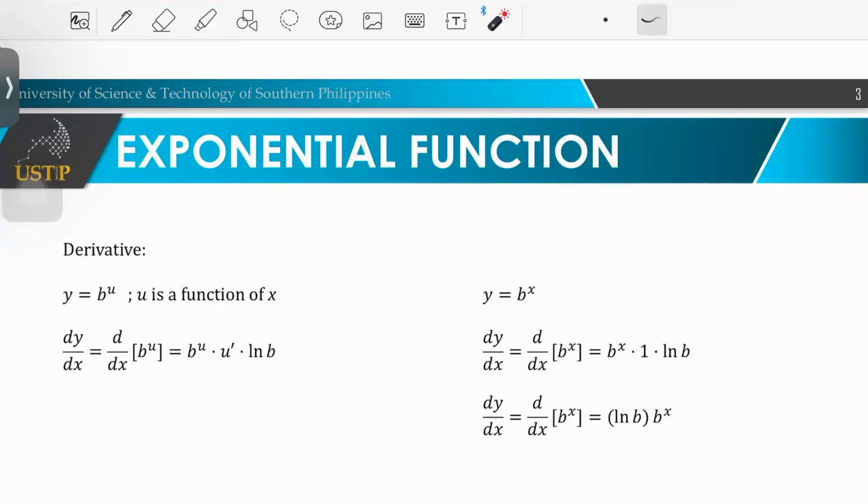Kay 1 naman lang siya. So, the final answer would be ln b times b to the x. Okay, all you have to remember is this. Bali-baliho na class, kung kabalo ka ani, kabalo jud ka, maski unsa pa na, x pa ba na siya, x squared ba na siya, x plus 2, 2x plus 1. So, it doesn't matter as long as you know how to differentiate that.